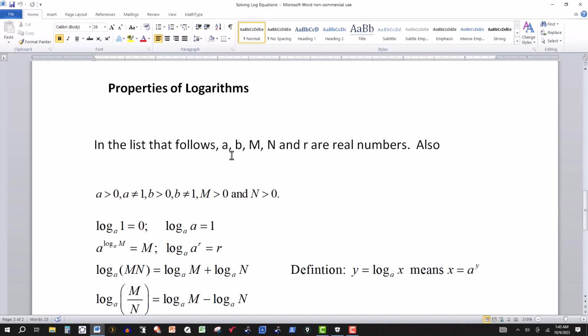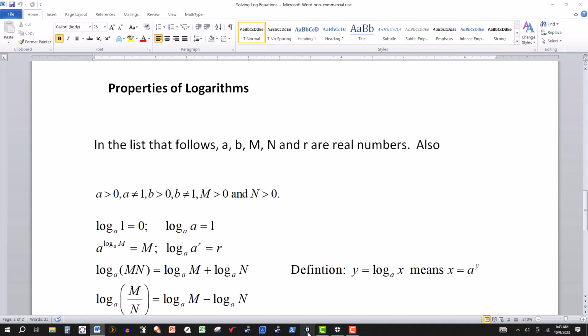And to give information, a, b, m, n are real numbers. a is positive, not equal to 1. b is positive, not equal to 1. m is positive, and n is positive. I'll look over the main ones that we'll be using. Of course, you have the definition of log. The log of x to base a equals y means x equals a to the y.